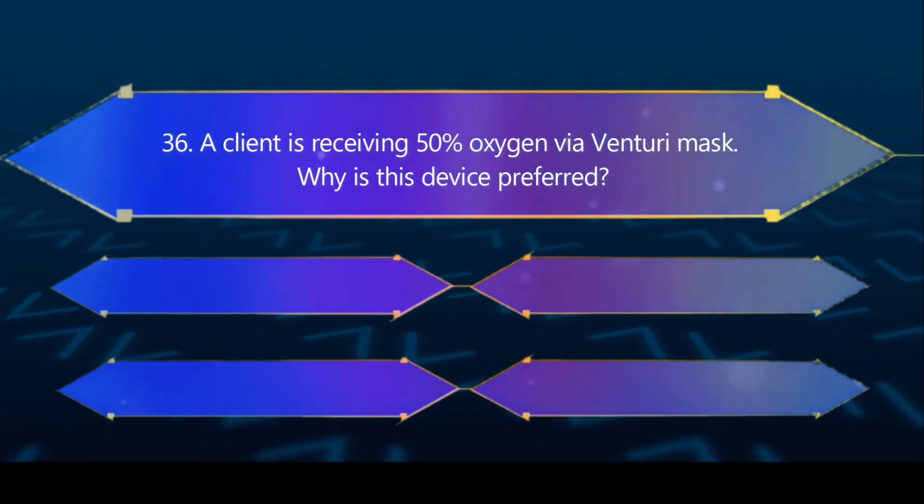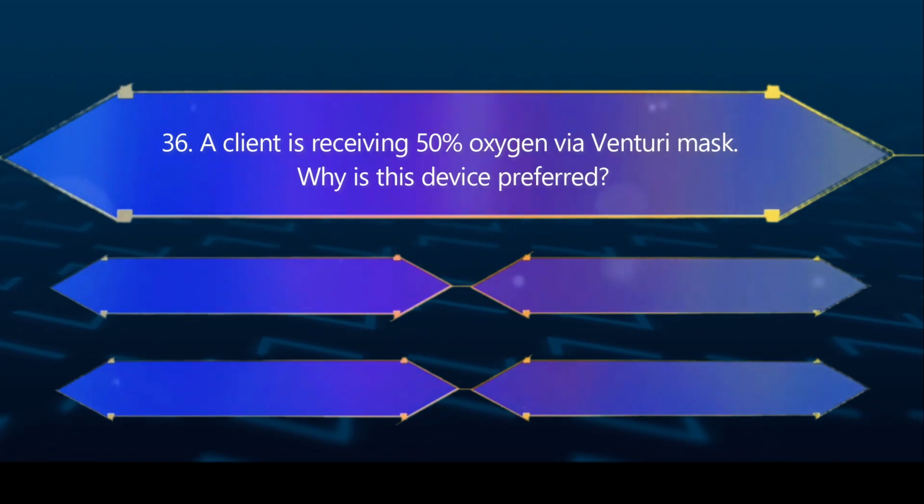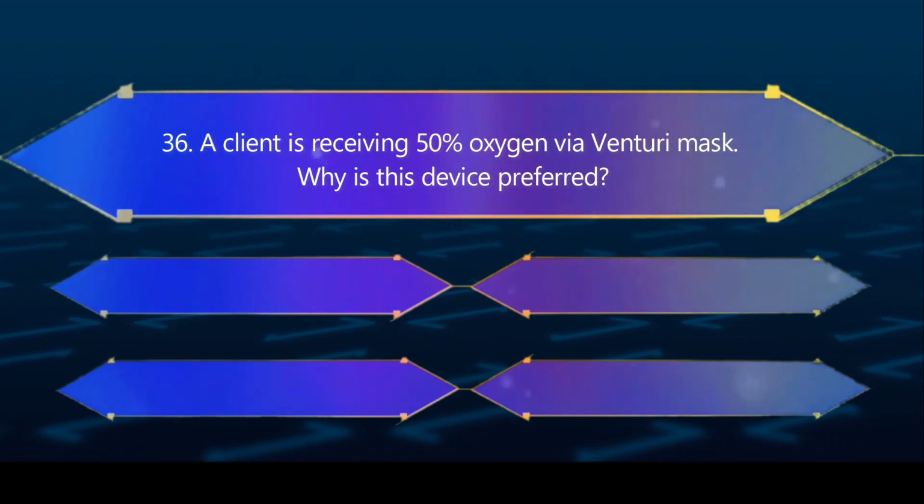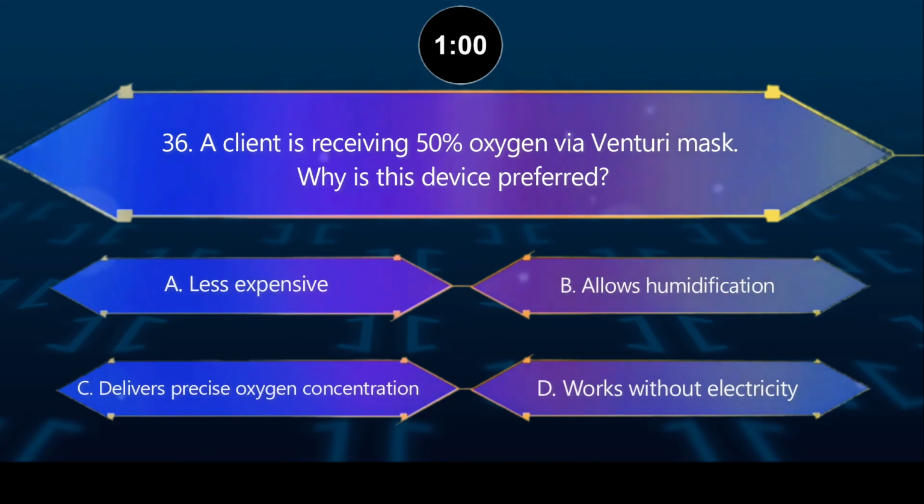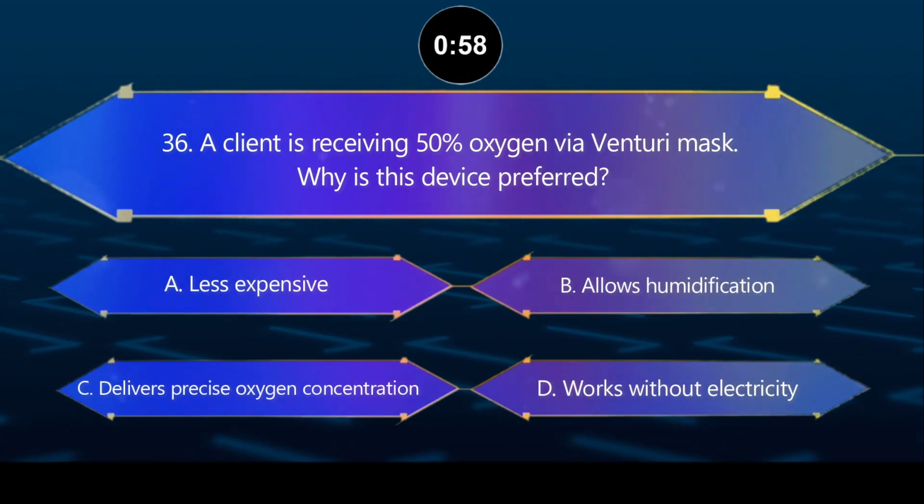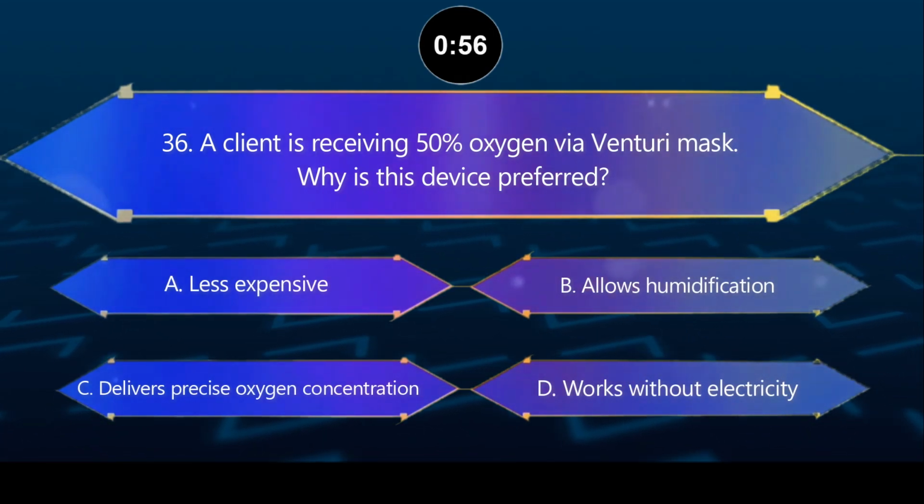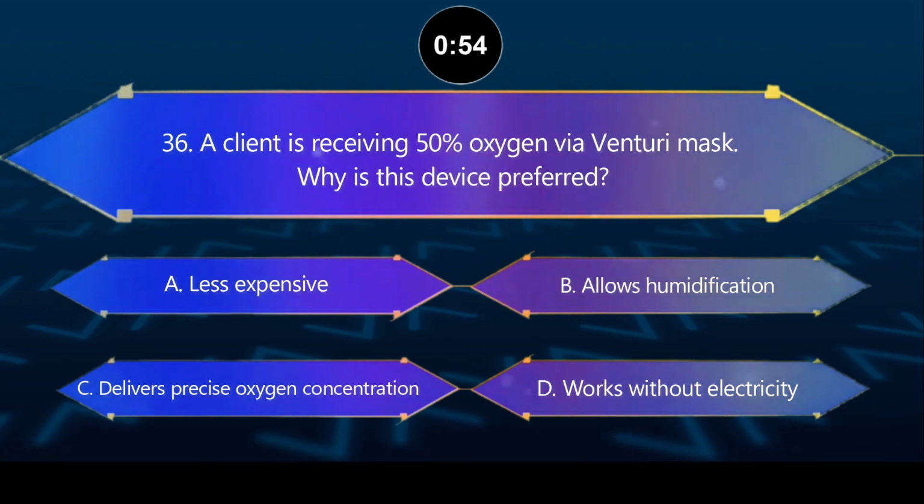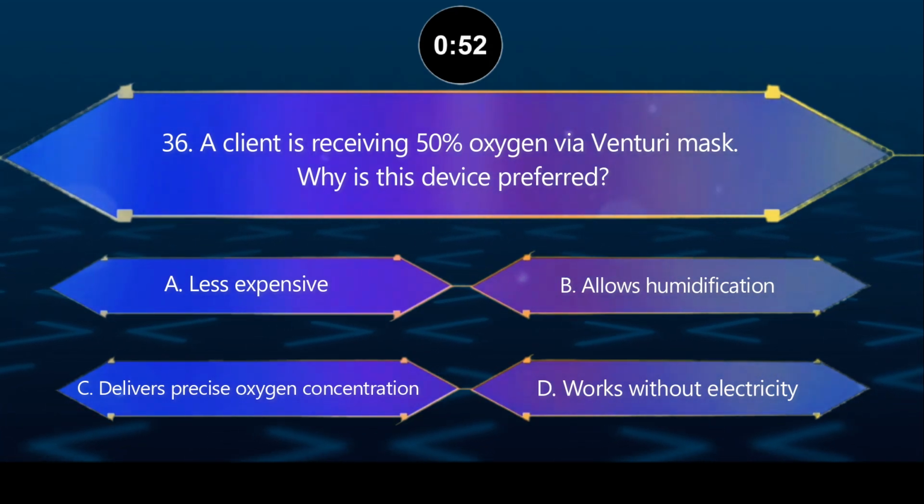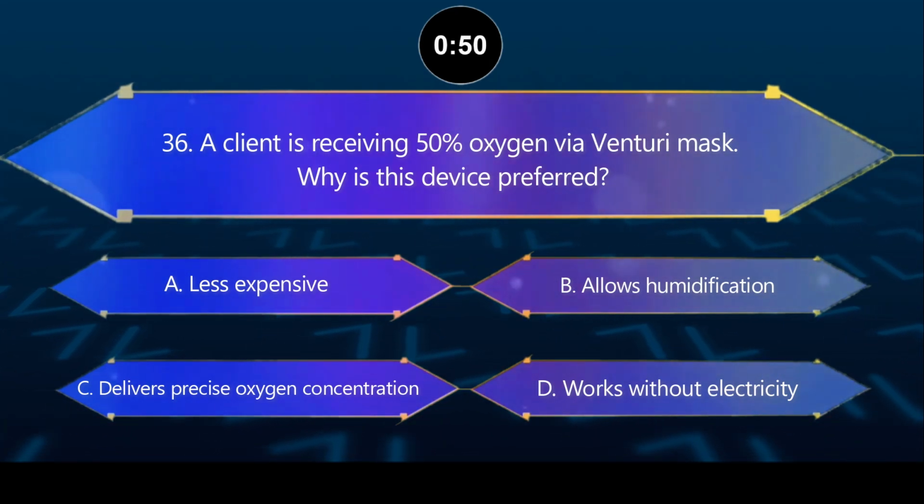36. A client is receiving 50% oxygen via Venturi mask. Why is this device preferred? A. Less expensive. B. Allows humidification. C. Delivers precise oxygen concentration. D. Works without electricity.